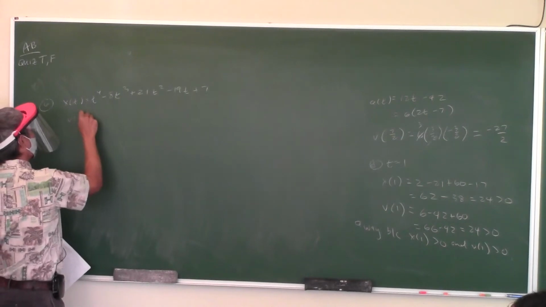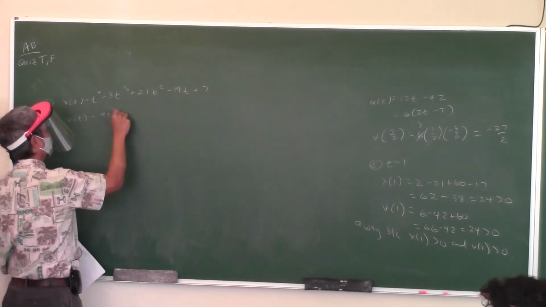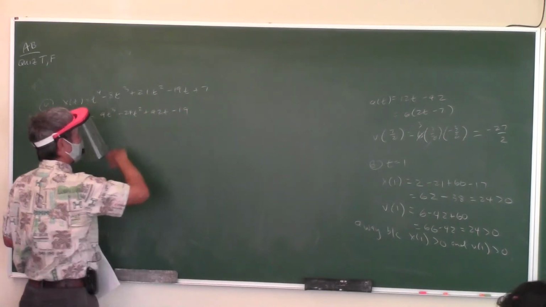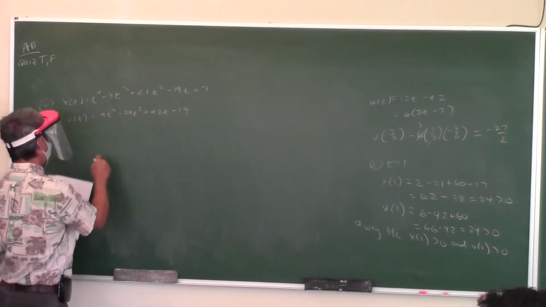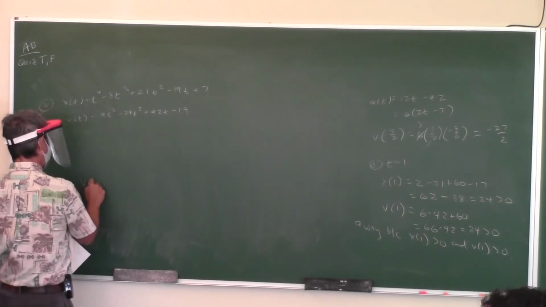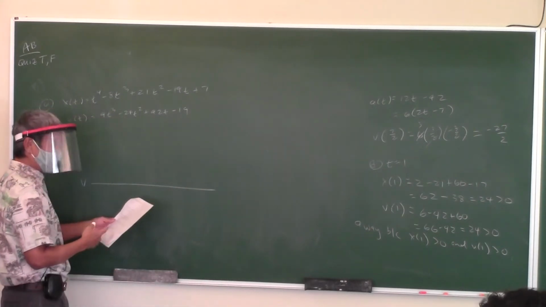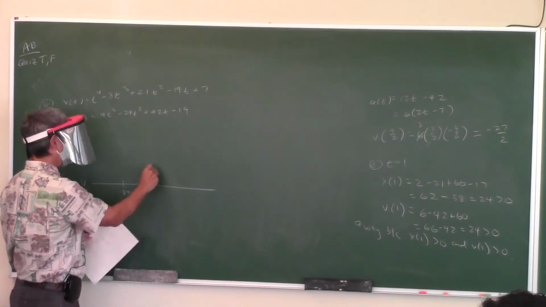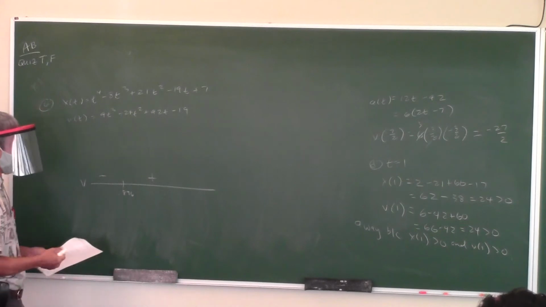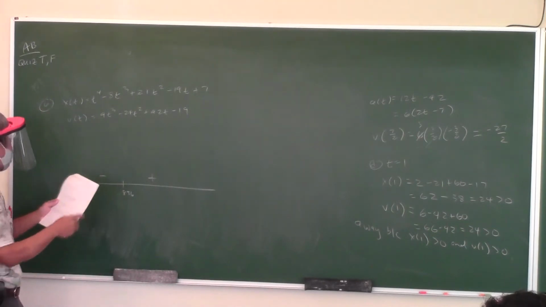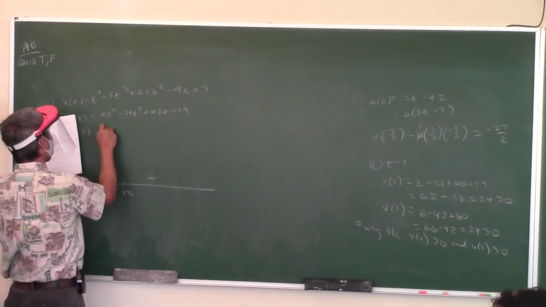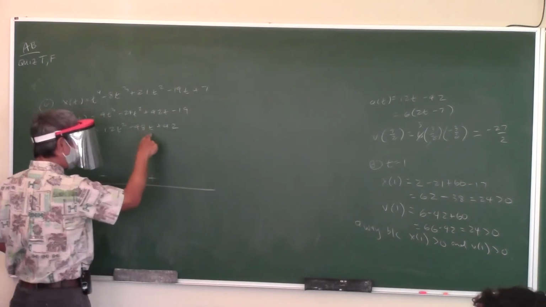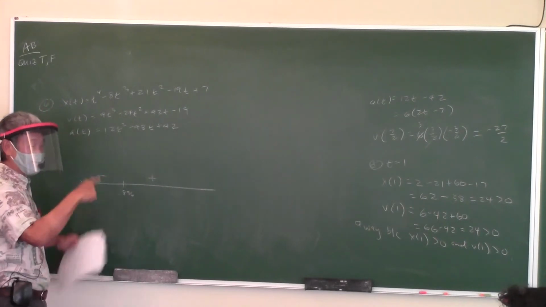So velocity is 4t cubed minus 24t squared plus 42t minus 19. Graph that on your calculator and make a number line for it. I'll do it down here. The only time it crosses the x-axis is 0.896, and then it's below there and above here. And then to make a number line for the acceleration, you take the derivative, which is 12t squared minus 48t plus 42. Graph that on your calculator and look where it's above and below.